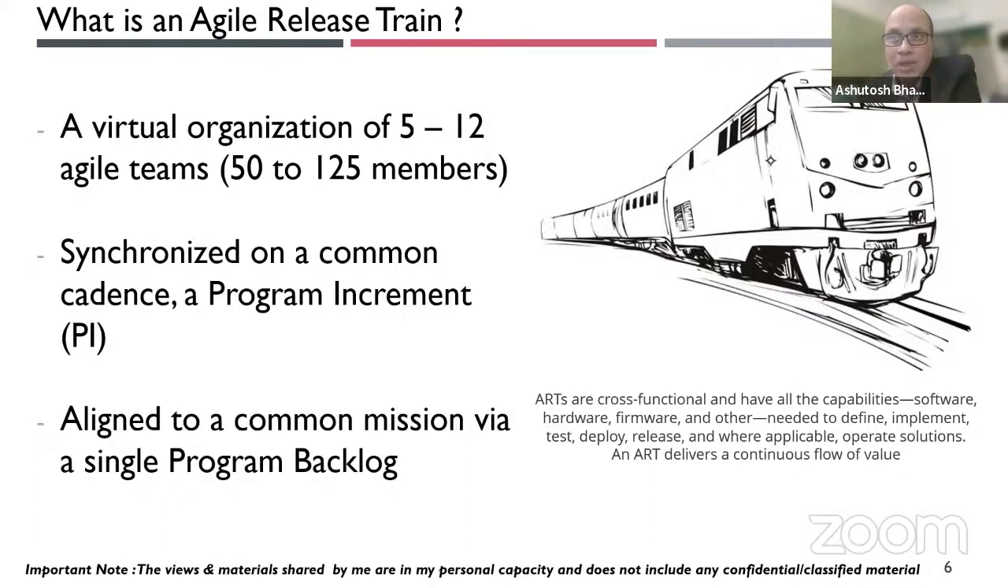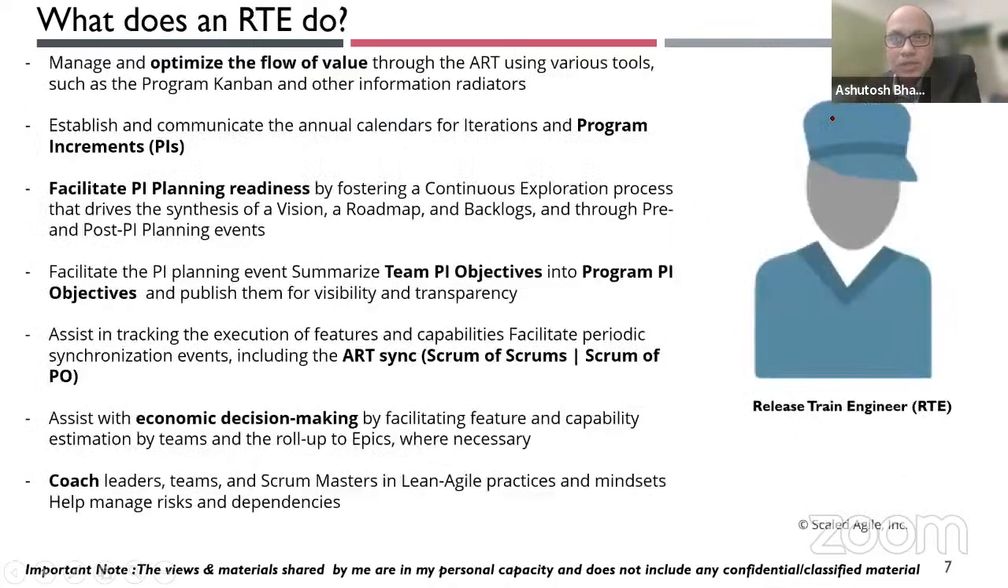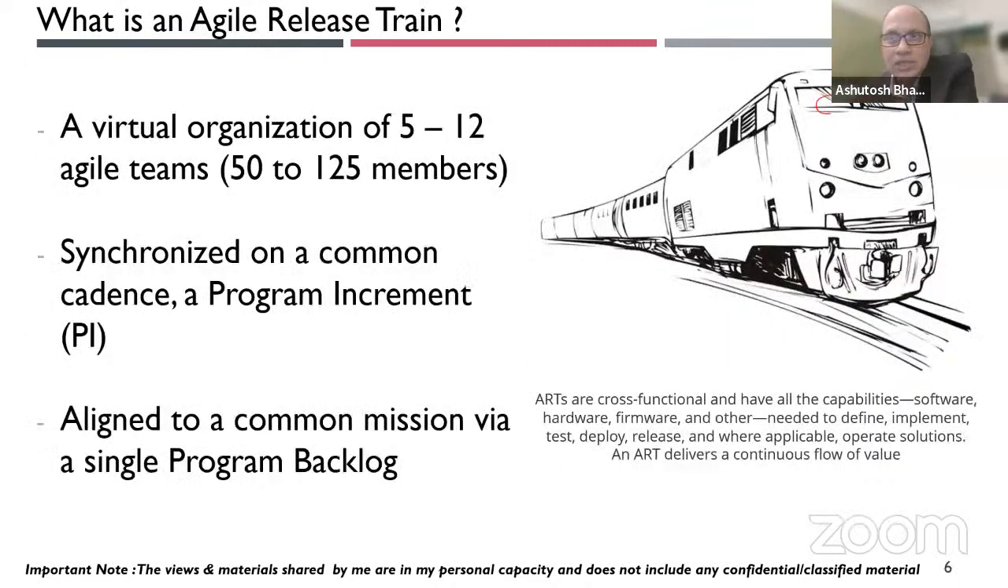And remember, the RTE is the chief scrum master. So the RTE is here. The RTE is the one who's driving the engine. The RTE is the one who's going to control the entire engine. A virtual organization of 5 to 12 agile teams.